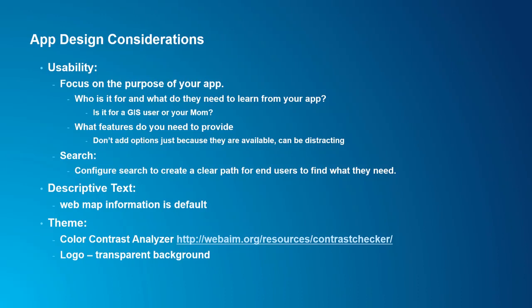So the other thing to consider is search. So configuring your search experience to really give a narrow path to your users to find the features that they want. It may not always be a good idea to include the Esri World Locator. I'll have a demo that shows an option where we don't include that. If you need address locating, it may be a good idea to use that, but you may want to consider restricting the scope of what that's going to search to the extent of your map.